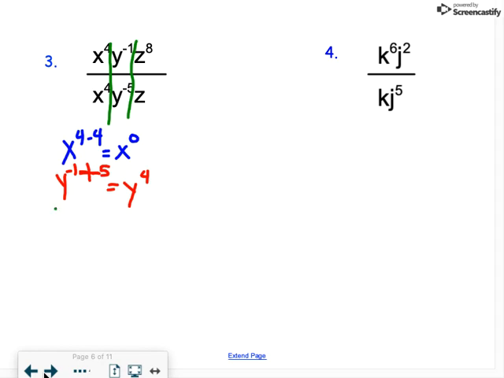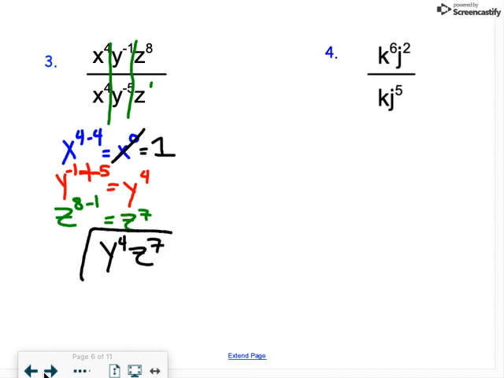And then for z's, we have z to the 8th minus 1. We can't forget there is a 1 there. So this gives us z to the 7th. So our final answer here, we're multiplying these together. These all are on the numerator. And then we simplify if we need to. But lucky for us, these are all positive. X to the 0 we know equals 1, so we're not going to worry about that. So it's just y to the 4th z to the 7th.